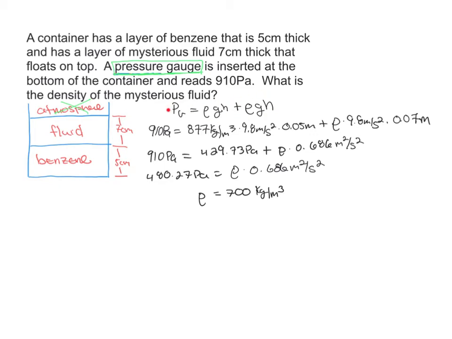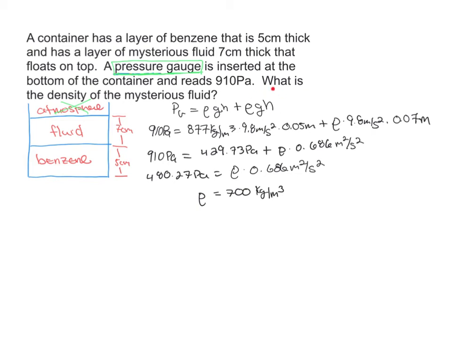Alright, so we're given the gauge pressure here, that's 910 pascals. Our first row GH is going to be for the benzene. So I'm going to look up the density of benzene and make sure it's in kilograms per meter cubed. If it's in grams per centimeter cubed, you can simply multiply by 1,000. Then times 9.8 times the height of just the benzene, so the 5 centimeters converted into meters is 0.05 meters.